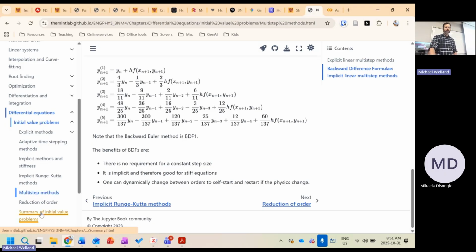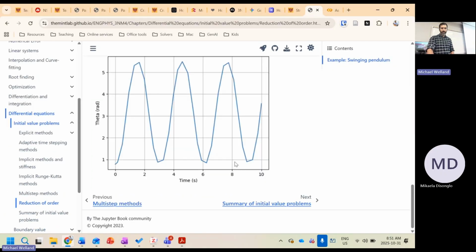I'm going to come to a summary of the initial value problems in a minute here, and then we'll talk about the assignment. Oh, I hope this updated. Did that update? Yeah. Okay.